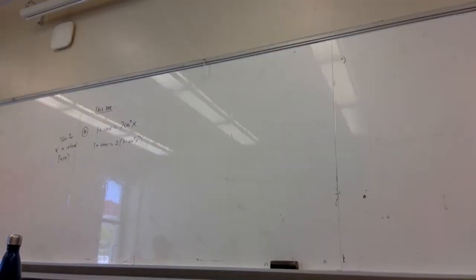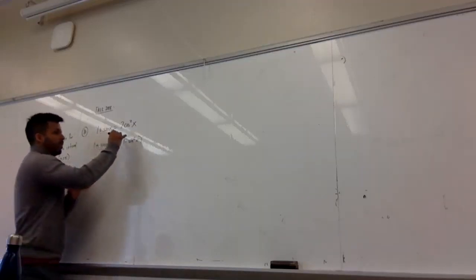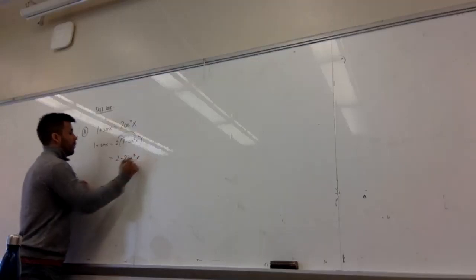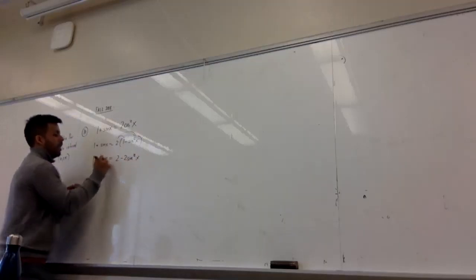Now I have an equation where everything has sine in it. So now I can replace it. I can distribute the 2, and I get 2 minus 2 sine squared x. And this is 1 plus sine x.